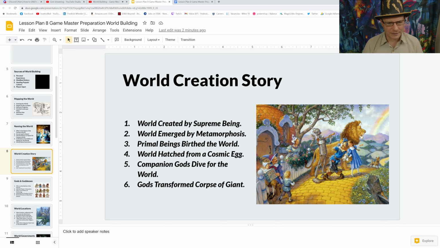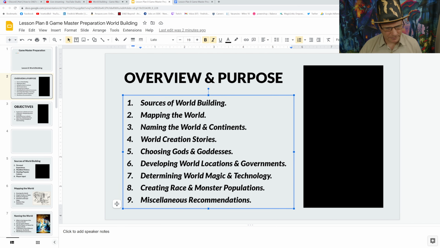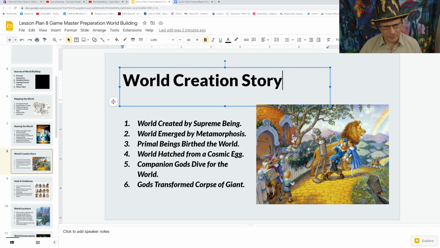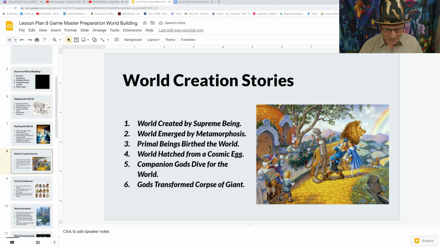World creation stories. So story or stories? World creation story or stories? Do I need to change that? World creation story. I like the idea of saying stories because one of the things about this topic, right, is I keep saying you can have more than one world creation story. So let's go stories rather than story. It's a very small change. It's almost ridiculous that I'm even adjusting it, I suppose.